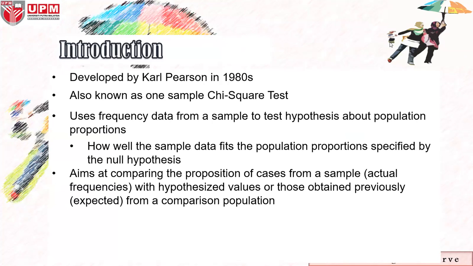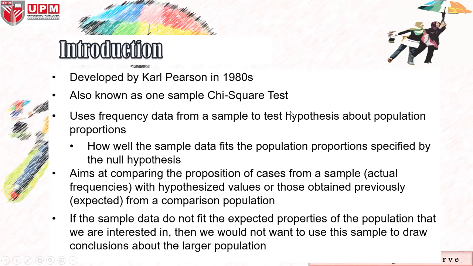Okay, we use frequency data from a sample to test hypotheses about population proportions, in which we want to tell how well the sample data that we have fits the population proportion specified by the null hypothesis. The aim is to compare the proportion of cases from a sample, which is the actual frequency from our data set, with hypothesized values, or those obtained previously or expected from a comparison population. We want to compare: is what we have the same? Does it fit with the previous one? Okay.